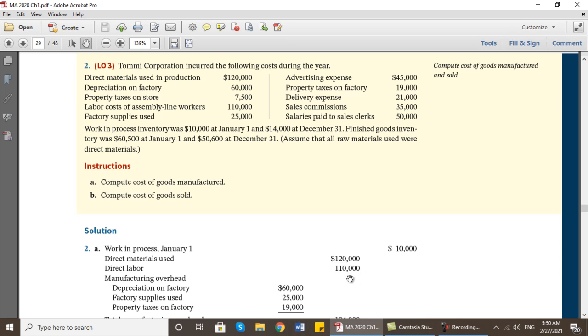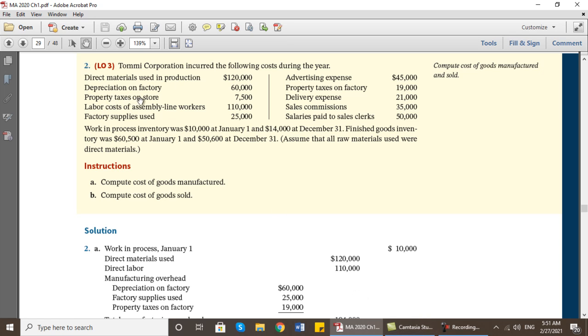for this year, labor cost, as you see, 110,000, plus manufacturing overhead. From these accounts, you can, as you learned, determine manufacturing overhead: depreciation of factory, factory supplies used, property taxes in factory. Property taxes in factory arise from manufacturing overhead.